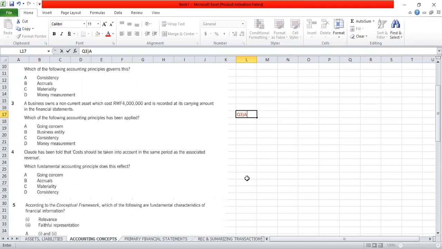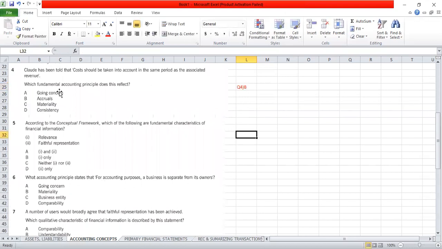Question number 4. Cost should be taken into account in the same period as the associated revenue. Which fundamental accounting principle does this reflect? This is reflected in the accrual concept, which is B.